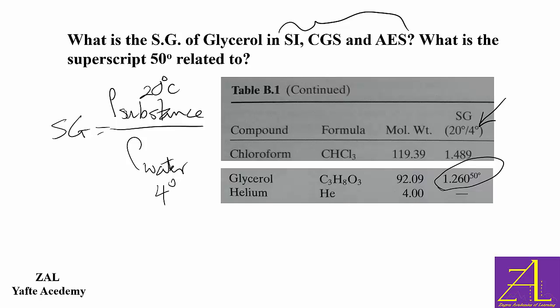So in this case, when we have this number as density, we know that the density of glycerol has been measured at 50 degrees Celsius, unlike the default value of 20 degrees Celsius.